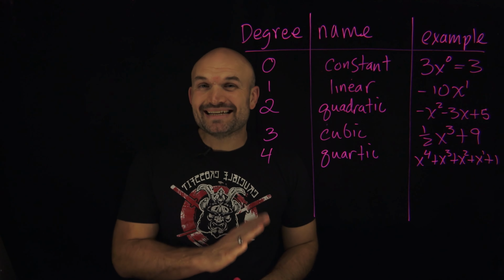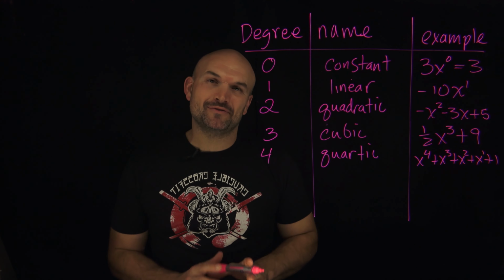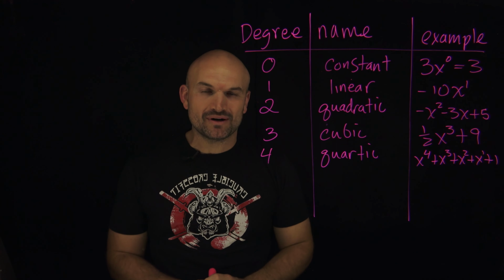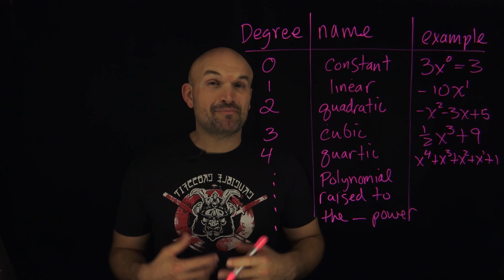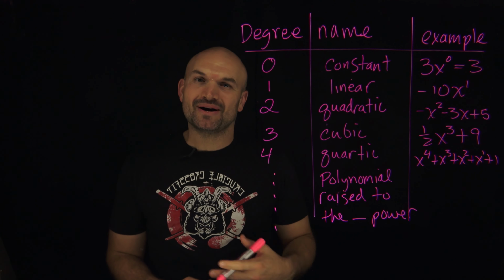Now, ladies and gentlemen, we can keep on going, but a lot of times whenever we get to a degree that's higher than 4, then we just say a polynomial raised to this power. And obviously, whatever that blank power is, that is going to be the highest power of our polynomial.